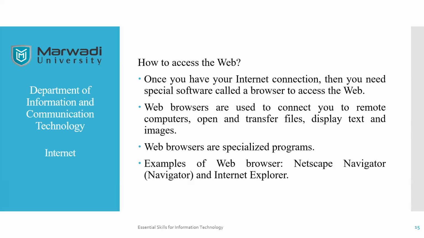Once you have your internet connection, you need a special software called a browser to access the web. Through your browser you can remotely access computers, and do things like opening files, transferring files, and displaying text, images, etc. Web browsers are a special kind of program. Examples of web browsers are Netscape Navigator and Internet Explorer.